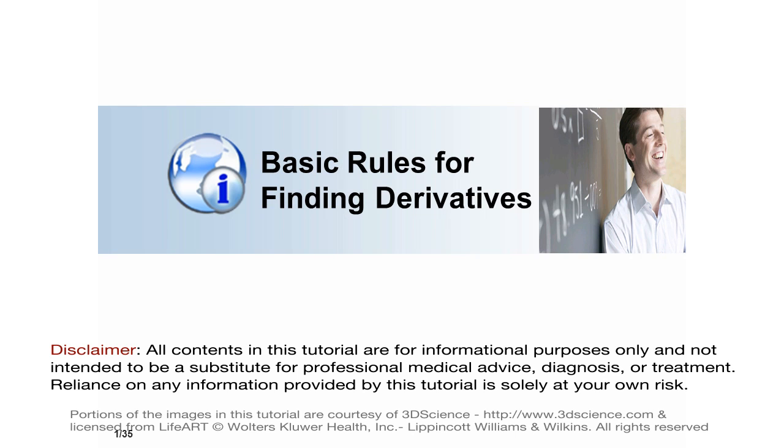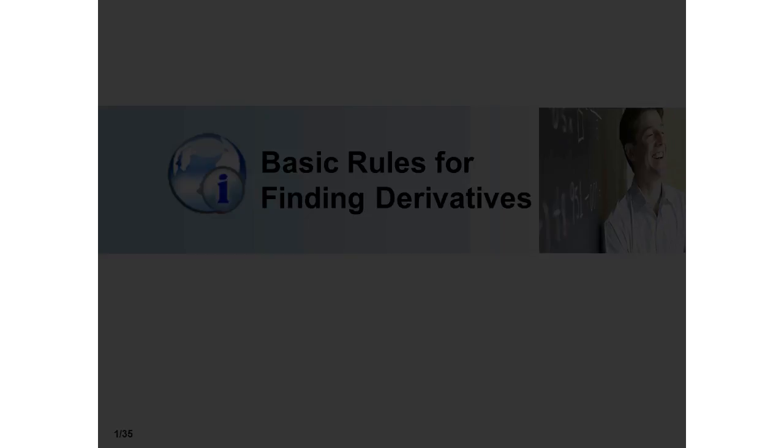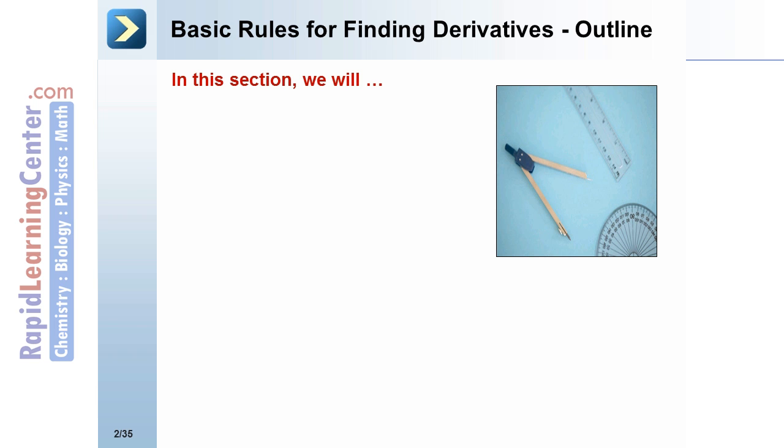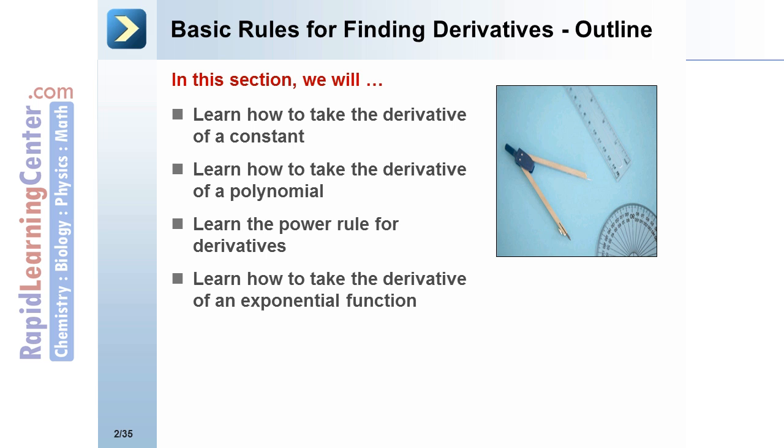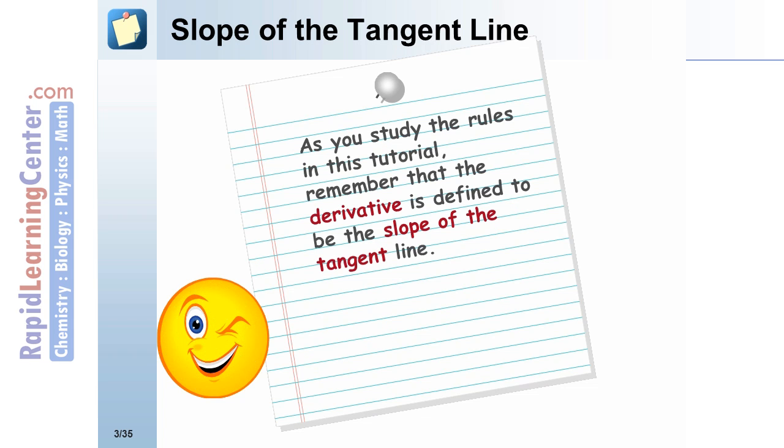Let's look at the basic rules for finding derivatives. In this section, we will learn how to take the derivative of a constant, learn how to take the derivative of a polynomial, learn the power rule for derivatives, learn how to take the derivative of an exponential function, and learn basic trigonometric derivative rules. As you study the rules in this tutorial, remember that the derivative is defined to be the slope of the tangent line.